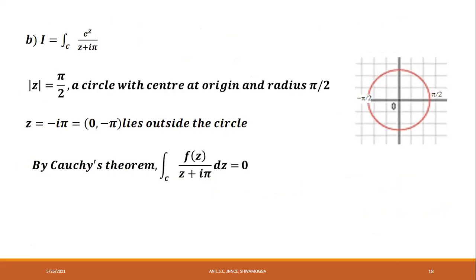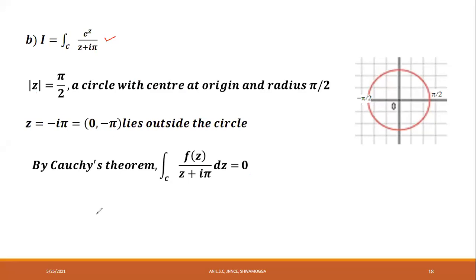Next, second case. B. I is equal to the integral over C of e power z divided by z plus I pi dz, this is the given integral, and C is mod z is equal to pi by 2. What is mod z is equal to pi by 2?